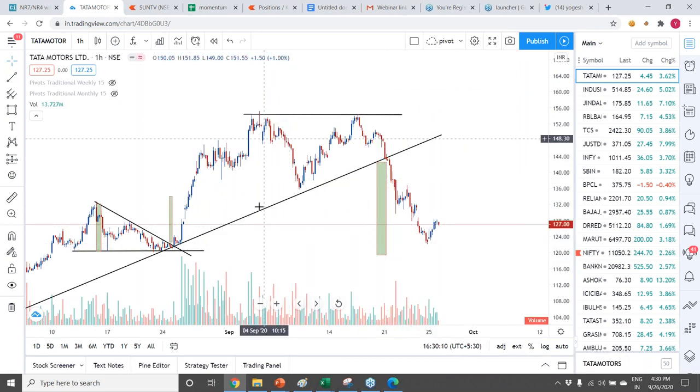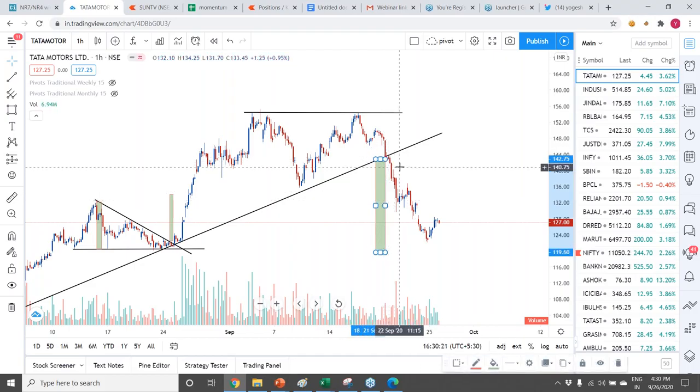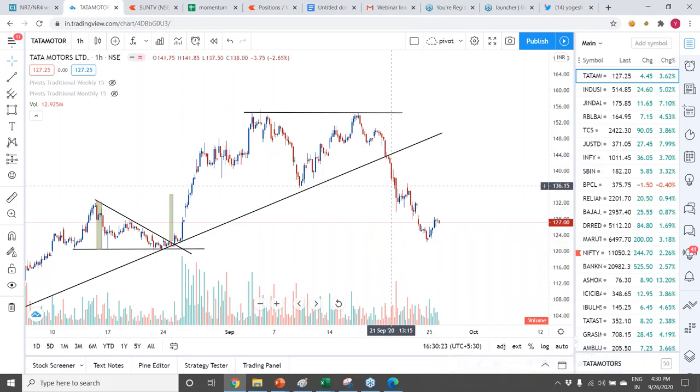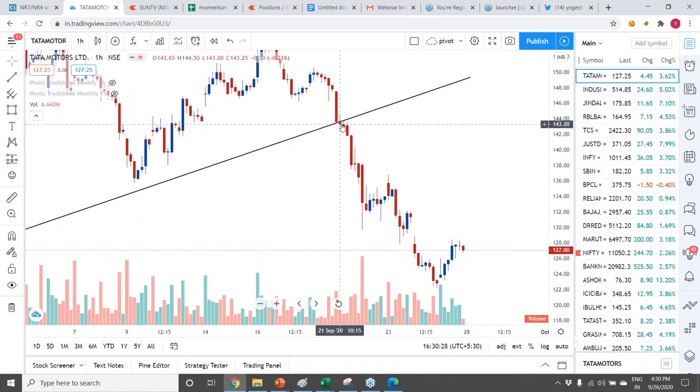See, this length might vary. Some people start from here, some people start from here. So that's nothing to worry about. We just need an approximate target, right? As you can see, even this target after this breakdown is achieved. So what we'll look for as entry is a close below a trend line.